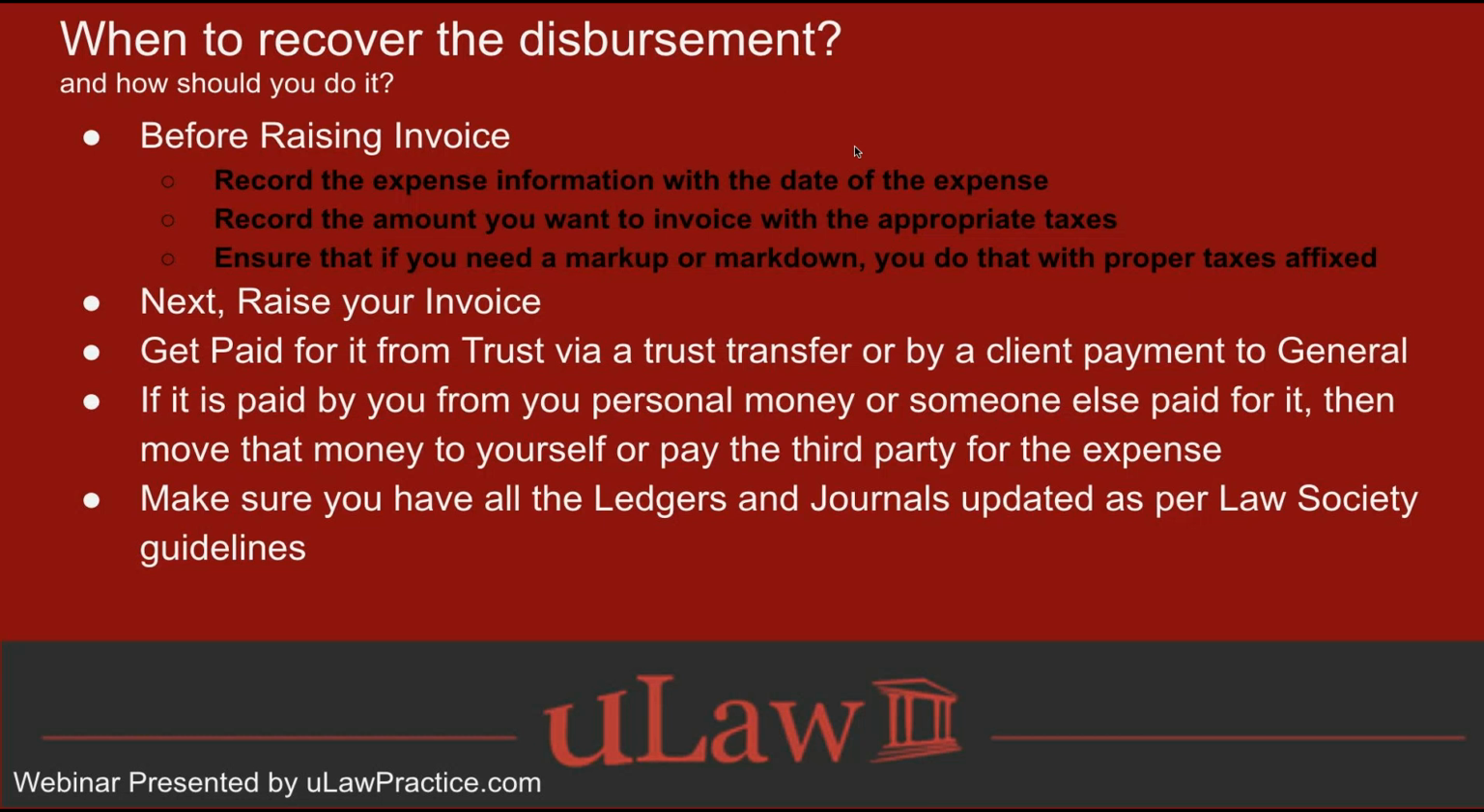Now, if you're paying from general, then you have to transfer money from trust to general, which is lying in trust, or you get the payment directly into general, and then you pay the third party or yourself if you have that to spend from your own pocket. Of course, if you've spent something from the general account, you just leave the money there. It's just been replenished now. That's it. As simple as that. So make sure you have all of these recorded so that when we print the ledger or journal, it is going to be updated with all the information as per Law Society guidelines.